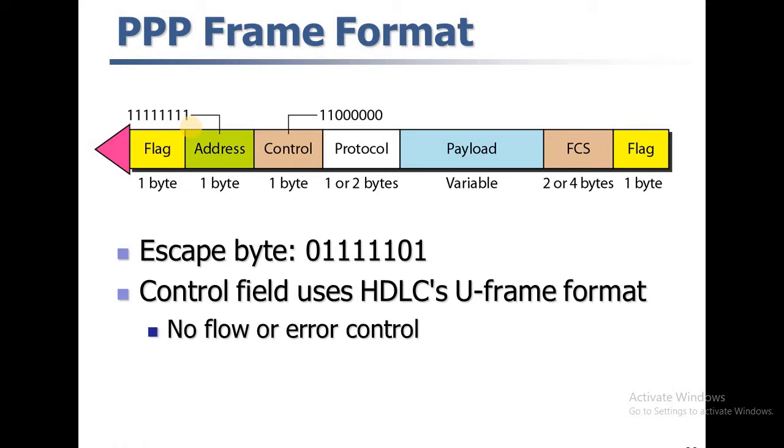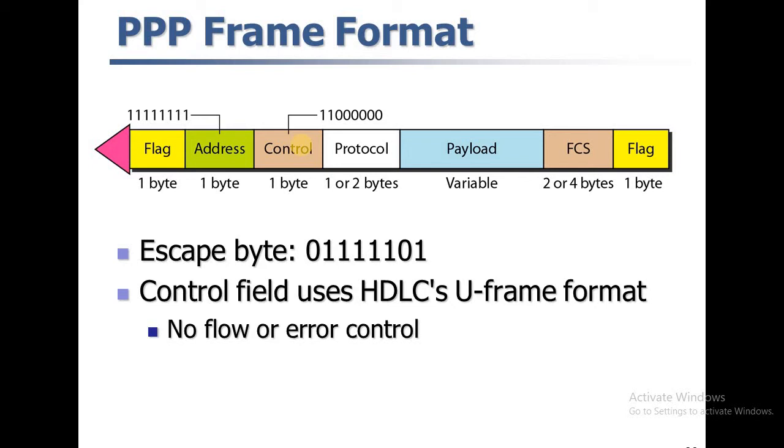Third field is the control field. Again, this size is 1 byte, and again it has a constant value, that is many zeros followed by double ones. This indicates the unnumbered frames that are there in HDLC, and it does not provide any flow control and error control mechanism. It limits itself to the error detection mechanism. It is not going to correct errors, and there is no flow control mechanism here.